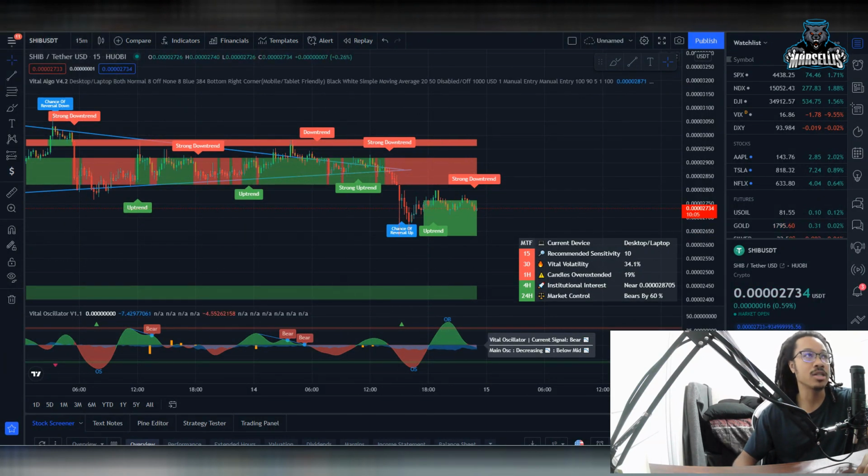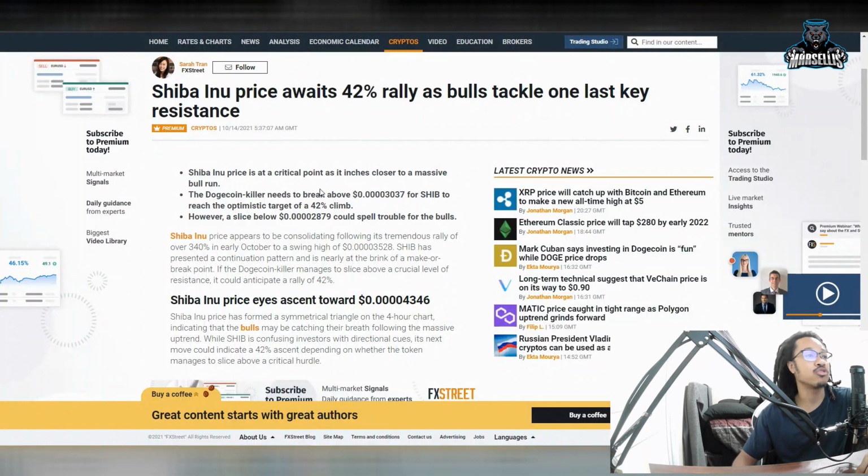We broke out of this consolidation. That's pretty much what they're talking about at the end of the consolidation. If we go down, we might be in trouble here. So they're saying that we may have some trouble here inside Shib.